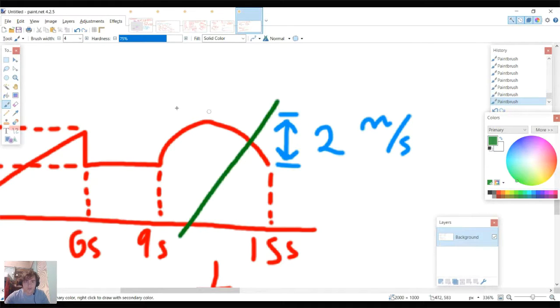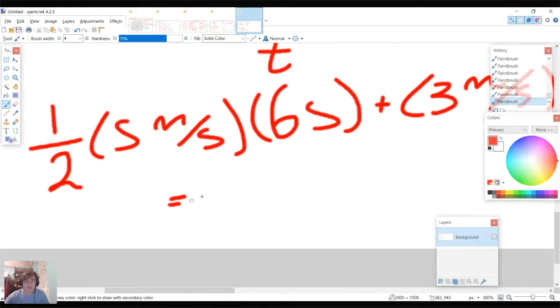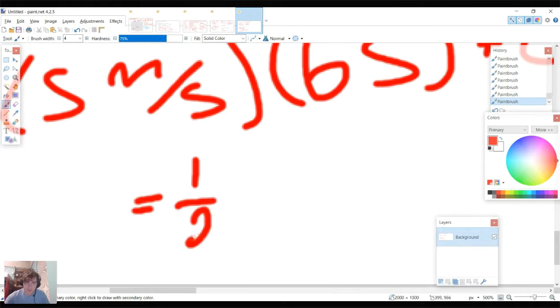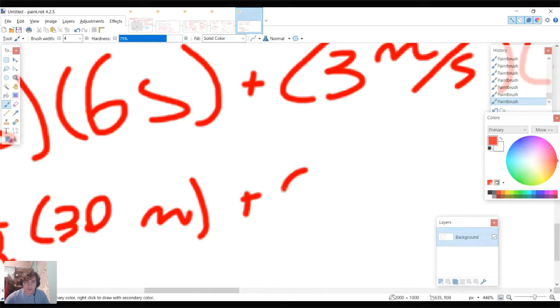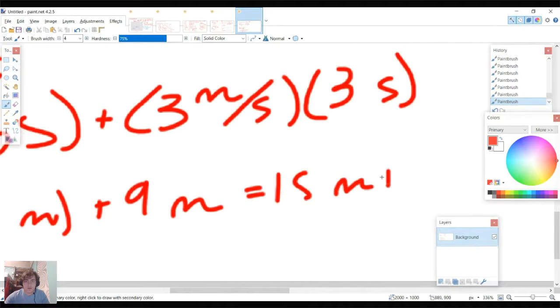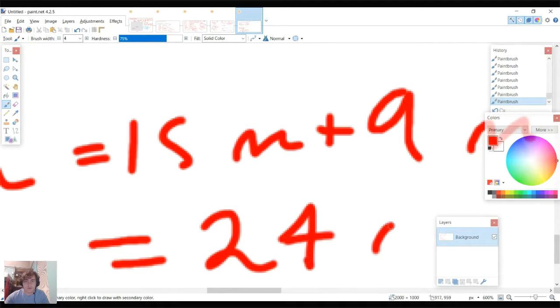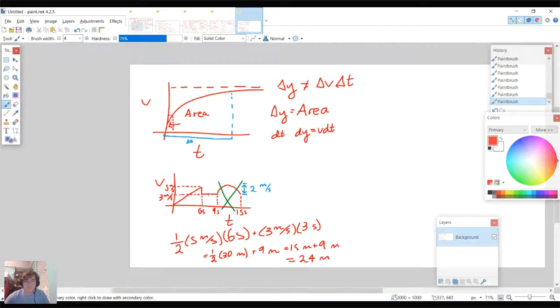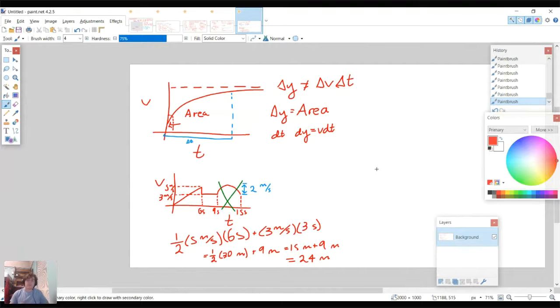Because a semicircle geometrically is not going to necessarily have that same area. So let's be equal to, let's see, 1/2 times 30 meters plus 9 meters, which is equal to 15 meters plus 9 meters, which is equal to 24 meters. So that's that. You'd have to find displacement that way, not by just doing delta v delta t.